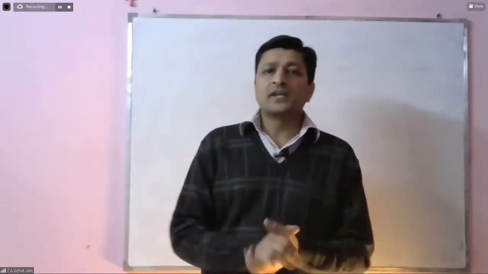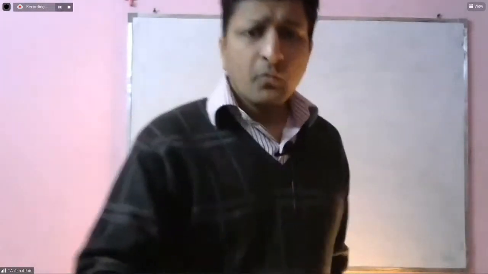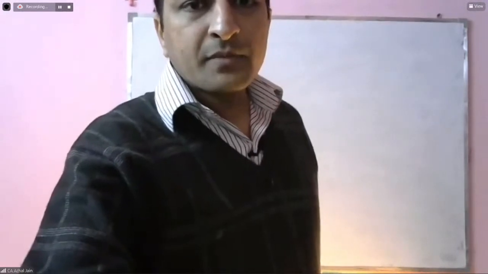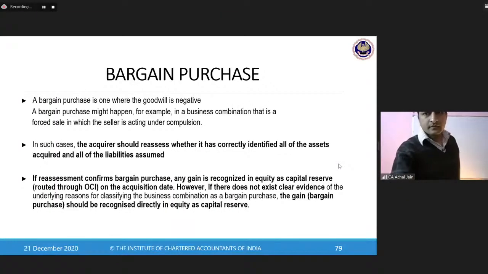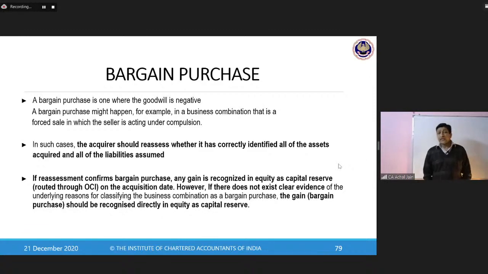Hi, welcome back. So we'll now continue with our discussion. We'll move on to the next topic, that is bargain purchase. If you remember, when we started computing goodwill, we discussed a situation wherein the goodwill amount may become negative. You remember? And when it becomes negative, we also discussed that it will be called a bargain purchase, or it will be presented in the form of capital reserve instead of calling it negative goodwill.